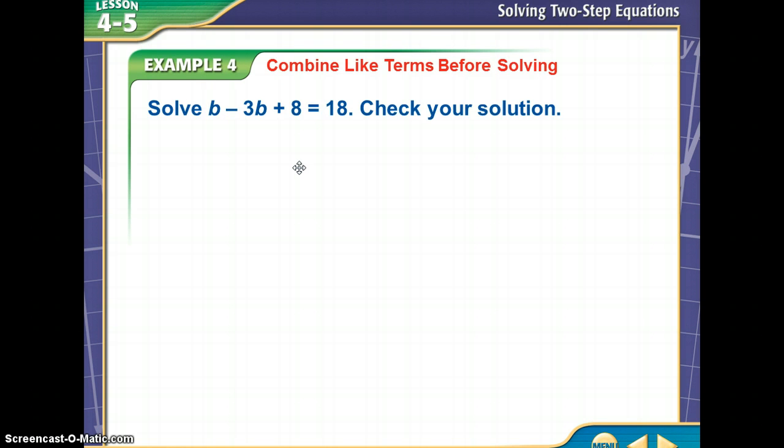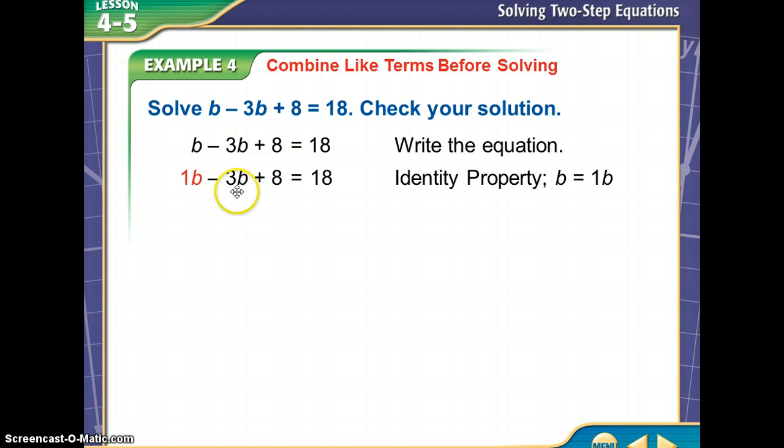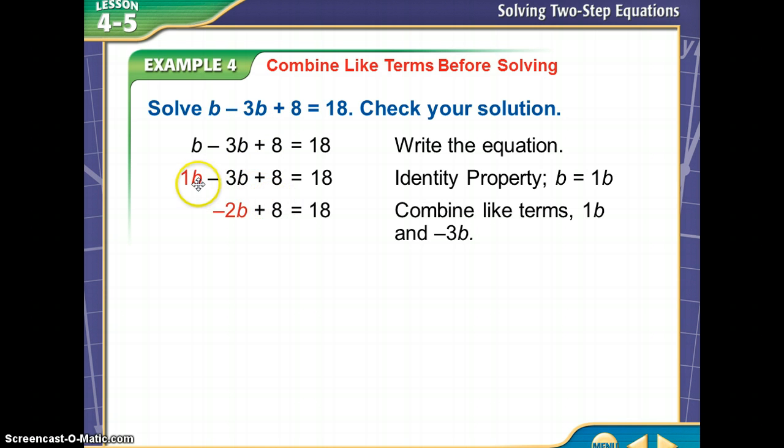Okay, now they're starting to get tricky. What you have to do now is combine like terms before you can solve. So I'm looking here, I've got b minus 3b plus 8 equals 18. This time I have 3 terms on this left side of the equal sign. Well, this is a positive 1b, this is a negative 3b, so those are like terms, and I can combine them. Positive 1 minus 3b gives me negative 2b plus 8 equals 18.